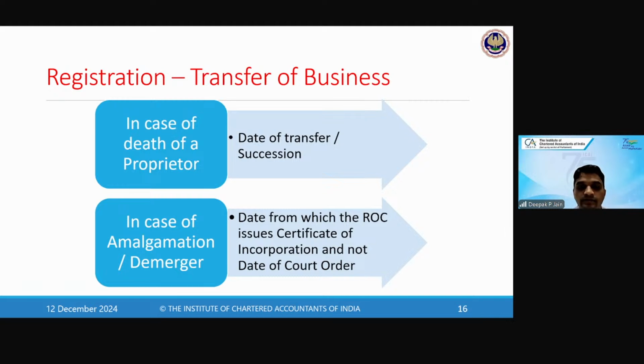So, sir, the same will be applicable for the sole proprietor as well. Yes, correct. Unless and until he transfers it to his own business, he can run with the same GST. Correct. Okay, sir. Thank you, sir.